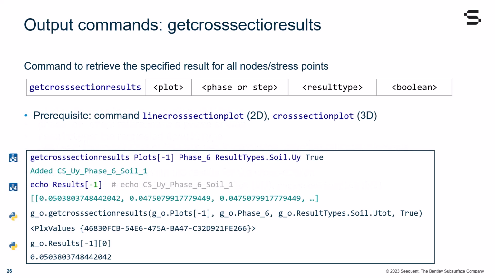In this slide, you can see examples of the command in the PLAXIS command line and in Python syntax. Note that in order to use this command, it is necessary to have created a cross-section, for instance via the line cross-section plot for PLAXIS 2D or the cross-section plot for PLAXIS 3D.